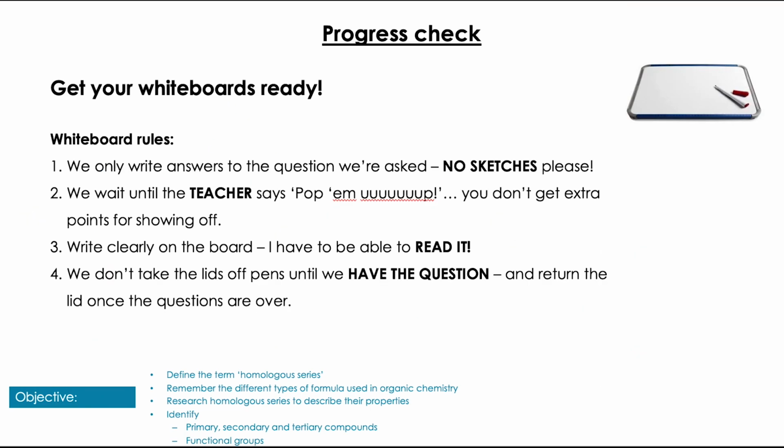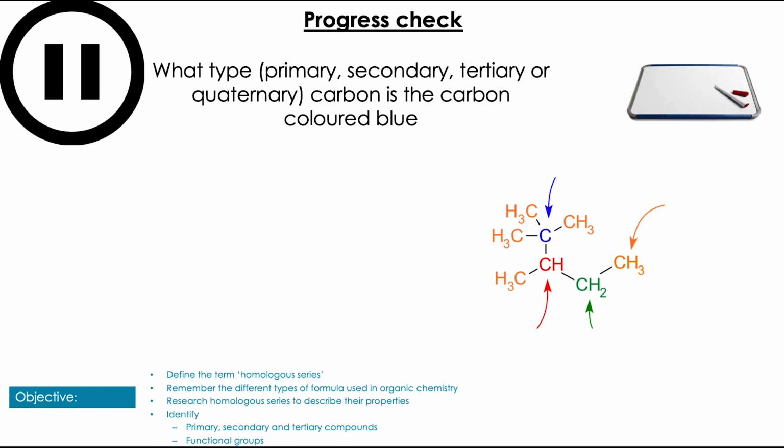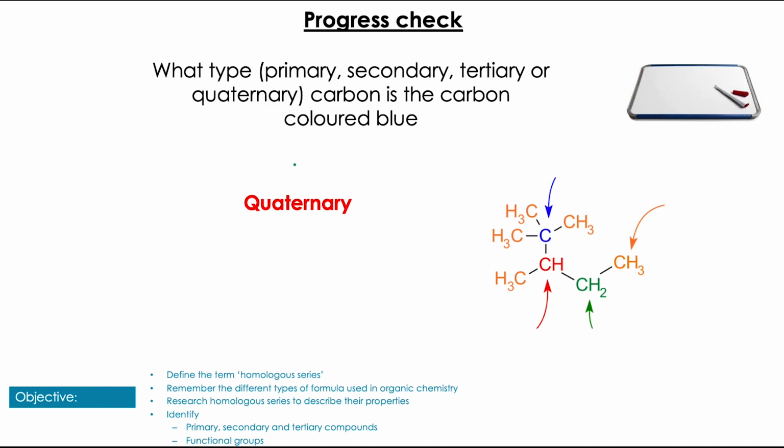Time for some questions then. First one, what type of carbon is the carbon colored blue? Pause. Pop 'em up! It is indeed quaternary. We can see that the carbon is bonded on all 4 sides. We can see it's got this bottom bond, side, and front and back are all bonded to carbon, so we have a quaternary carbon.